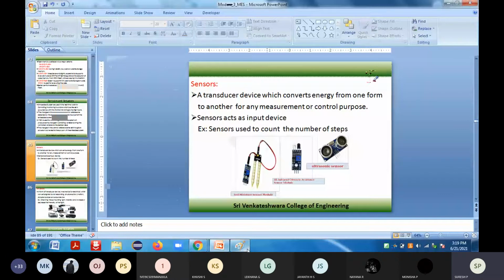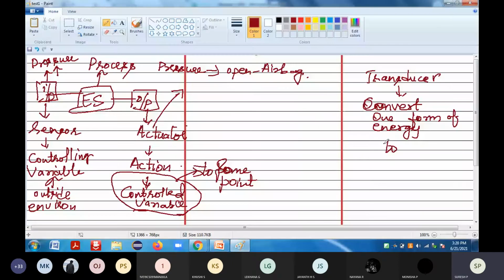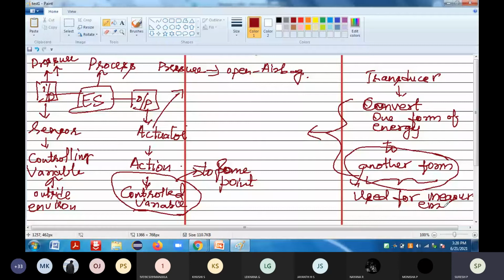If we take this particular definition, the other form should be used for measurement. That you have to keep in mind: it should be used for the measurement purpose. That's what your sensor is used for. So it acts as an input device. As I told you, the sensor acts as an input device for your embedded system.